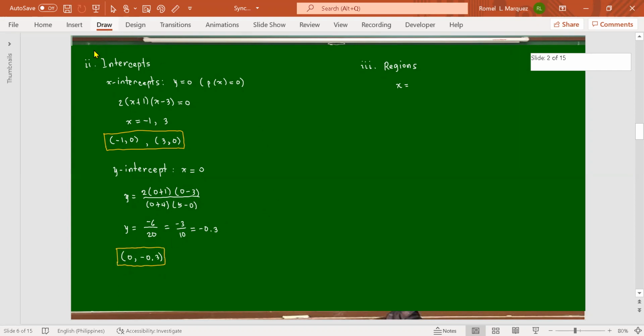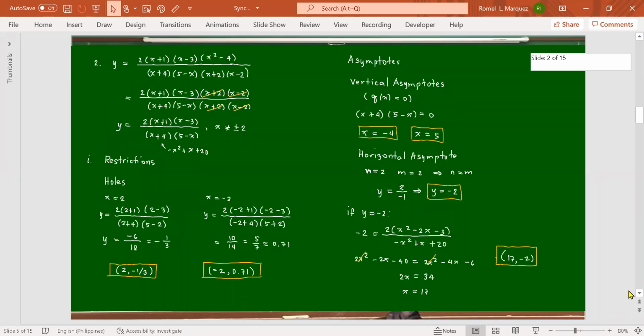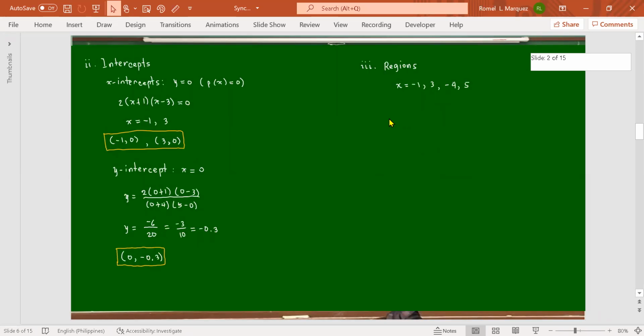Okay, what about the regions? For the regions, we use the x-intercepts, negative 1, 3. What else? Vertical asymptotes, negative 4, am I correct? Positive 5. So we are going to use these as our partitions to make regions, so that we can identify where the graph is located, whether below or above. Ganun naman lagi lang sa rational function. Okay? So this is negative 4, negative 1, 3, 5.